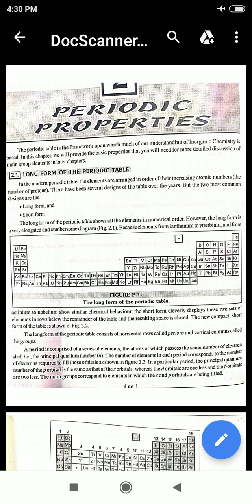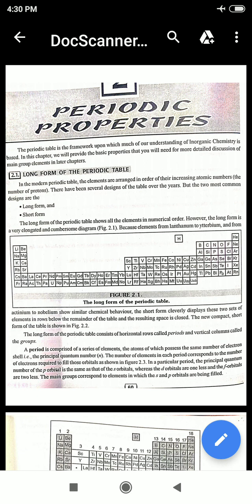In the modern periodic table, the elements are arranged in order of their increasing atomic number, the number of protons. There have been several designs of the table over the years, but the two most common designs are the long form and the short form. The long form of the periodic table shows all the elements in numerical order.